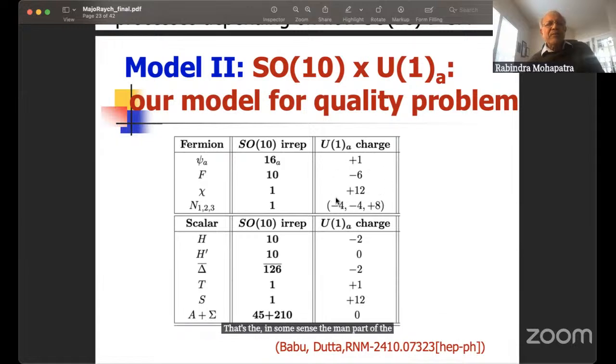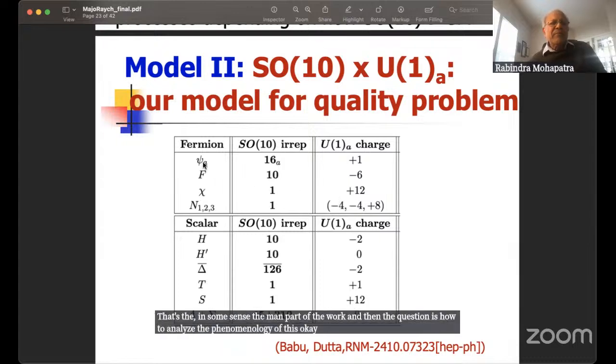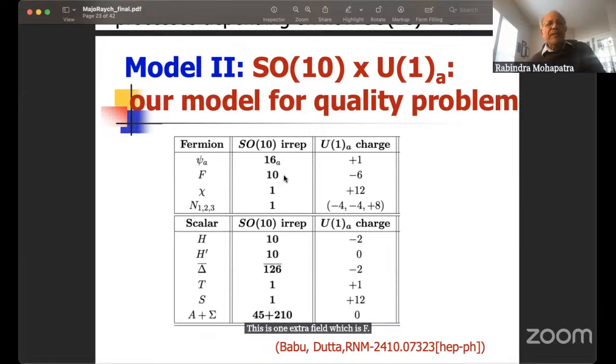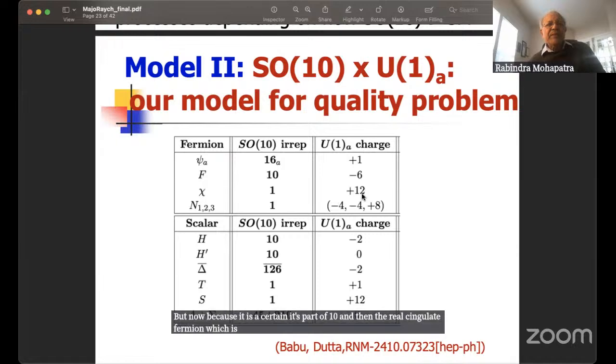And then the question is how to analyze the phenomenology of this. Okay, so I want to repeat again, you have 3 16s, which are the 3 generations of quarks and leptons. This is one extra field, F, which is sort of like the KSVZ singlet fermion, but now it is part of the 10. And then the real singlet fermion, whose U1 charge is plus 12.